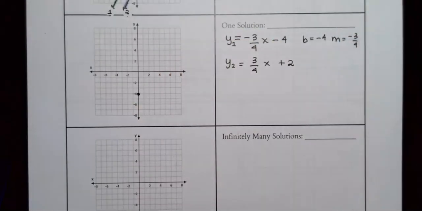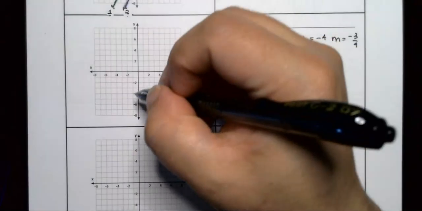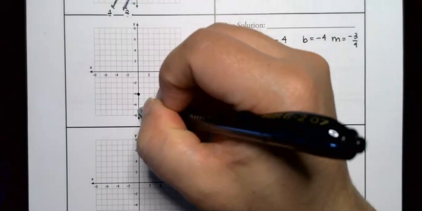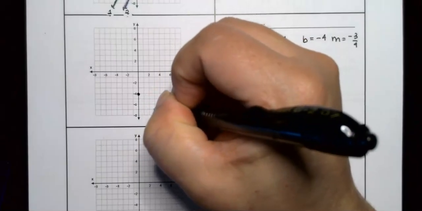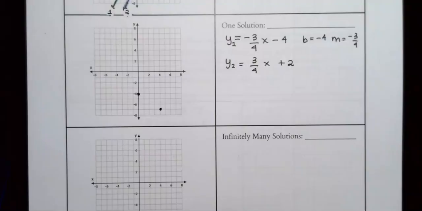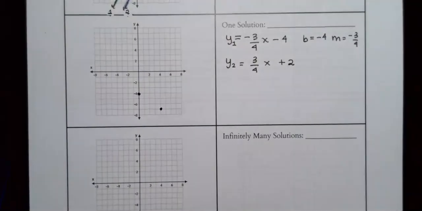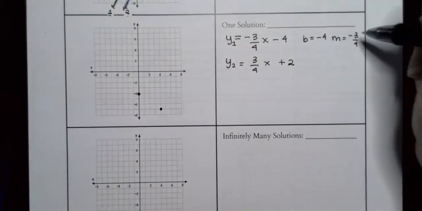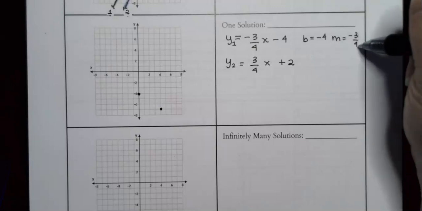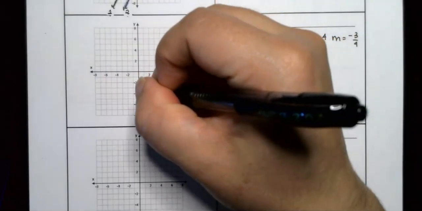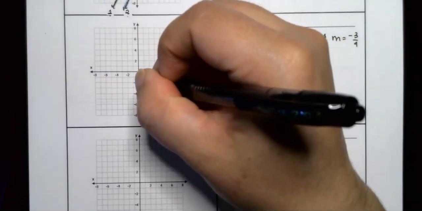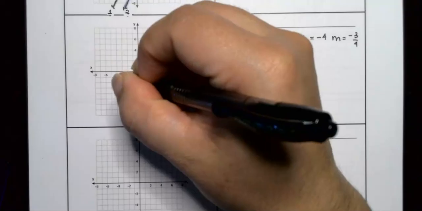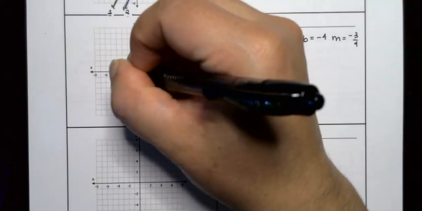And according to our slope, it's telling us to go down 3 and over 4 to the right. So I'm going to go down 1, 2, 3, and then 1, 2, 3, 4. Notice that I'm running out of space here, so I'm going to do the opposite, which is go up 3, but negative 4. So that means 4 to the left. 1, 2, 3, 1, 2, 3, 4. And I'm going to do that as many times as I can.